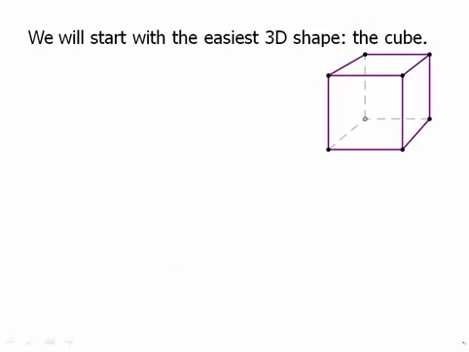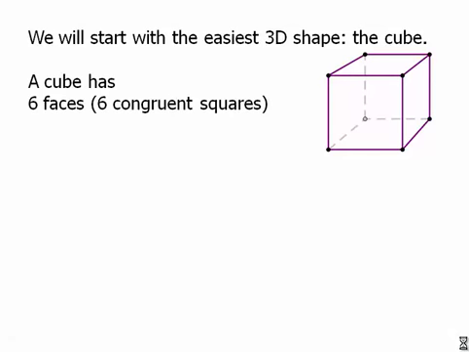We'll start with the easiest 3D shape, the cube. The cube, of course, is very special, much in the same way that a square is special among quadrilaterals. A cube is special among 3D shapes in many ways. So what's true about a cube? Well, first of all, it has 6 faces, and these 6 faces are 6 congruent squares.